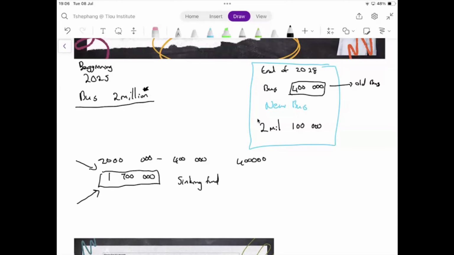Okay, we know that at the end of 4 years, we need 1.7 million. The bank gave us an interest rate of 8% compounded monthly. What we want is to calculate X.